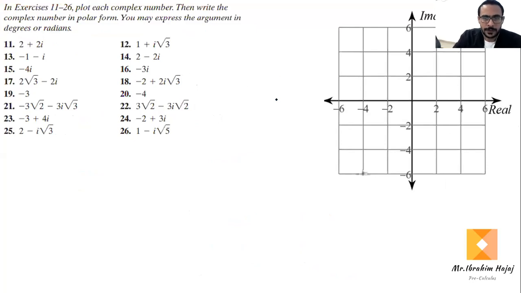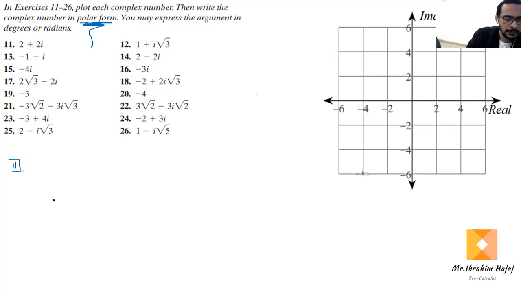Now the next set of questions. We have 11 to 26: plot each complex number and then write the complex number in polar form. You may express the argument in degrees or as you like. Let's solve also the odd numbers. Number 11.